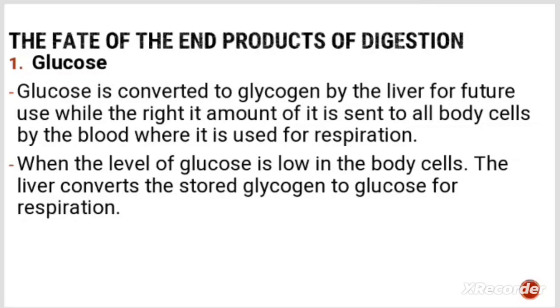And when the level of glucose is low in the body cells, the liver converts the stored glycogen to glucose for respiration. So when the glucose reduces, the liver reverses the glycogen back to glucose so that it can be used for respiration.